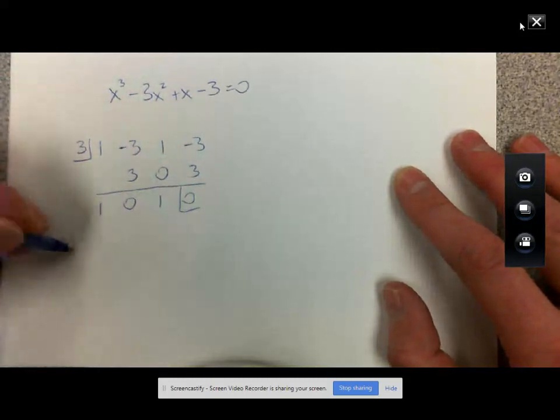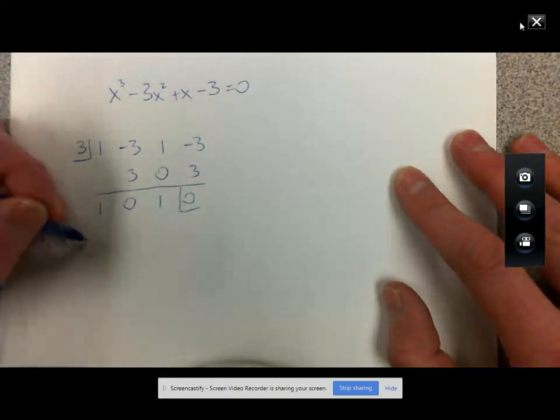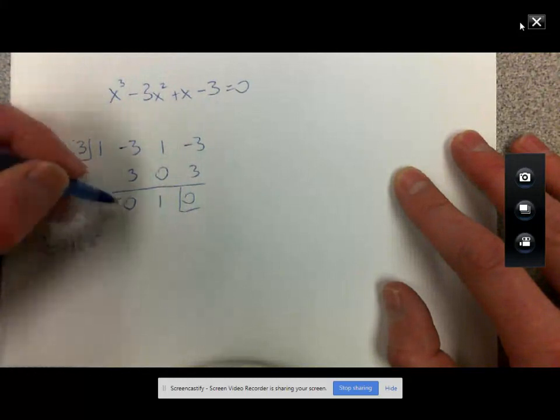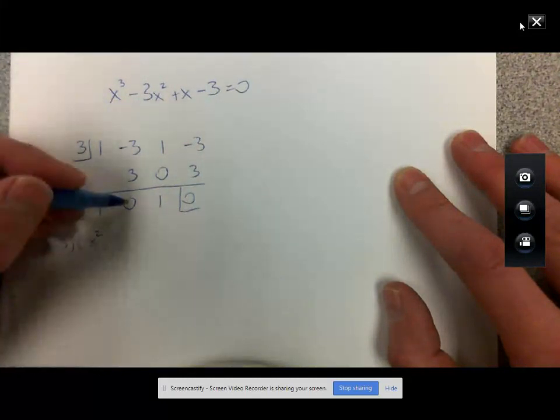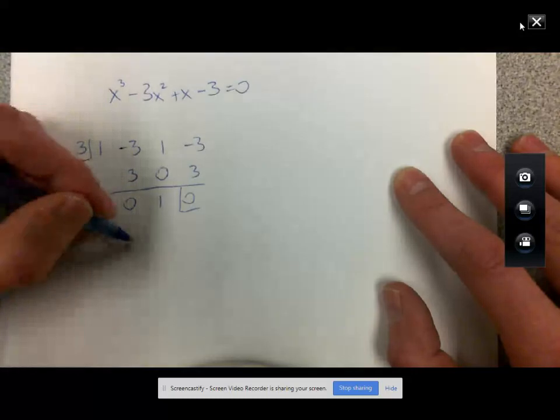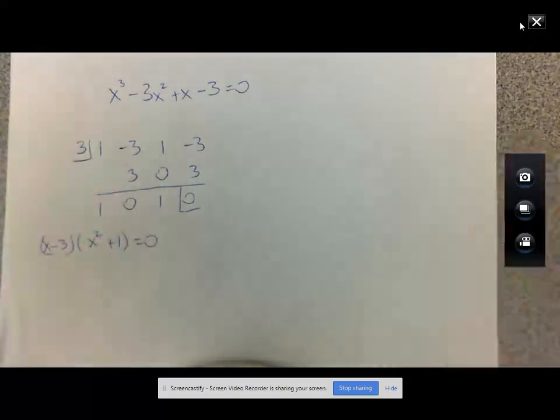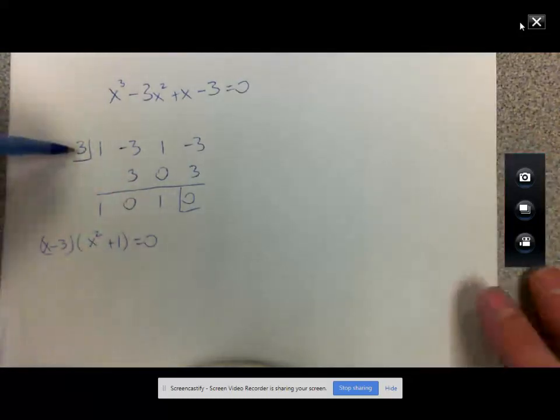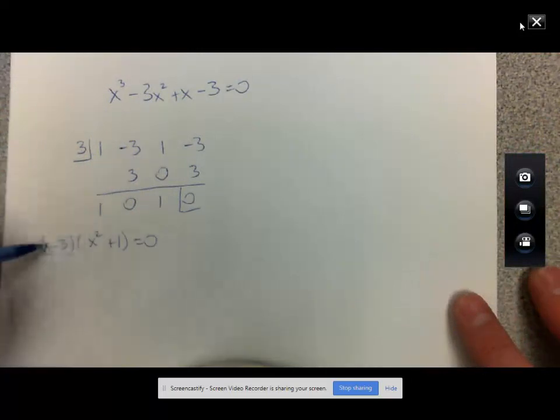So x minus 3, and I've got x squared plus 0x, so I'm not even going to write it, plus 1 equals 0. Again, the solution was 3, so 3 minus 3 is 0. That works out. It has to be that minus 3 because this was a positive 3 there to give me that solution. x squared plus 1.